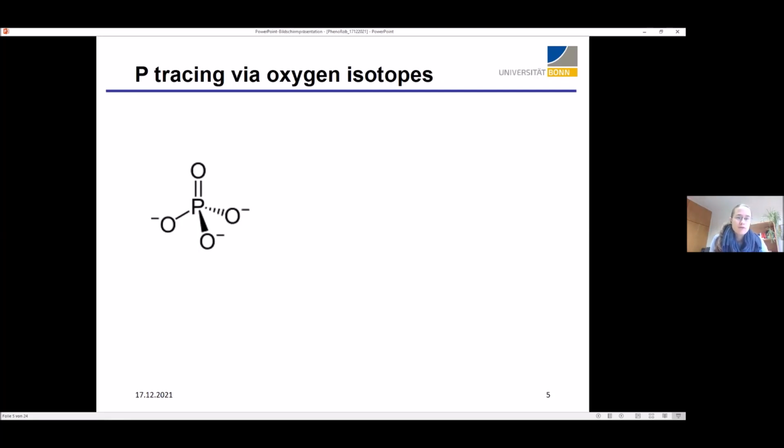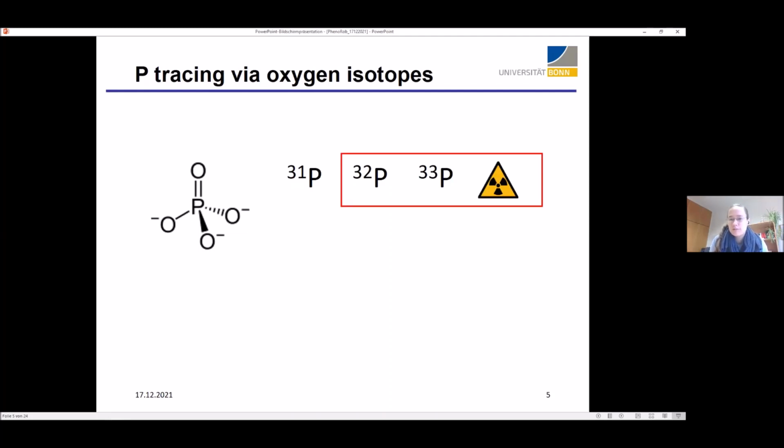So if we look at phosphate, this is what you see here. This is a phosphate ion, so this is what the plant would typically take up from the soil. We would, of course, be interested in the phosphorus itself, in the central atom. But unfortunately, phosphorus occurs in nature only in the form of phosphorus 31 isotopes. We can artificially produce phosphorus 32 and phosphorus 33 isotopes, but these are radioactive, so they are not that well suited for application in a field experiment.